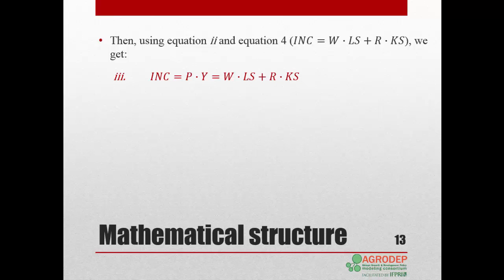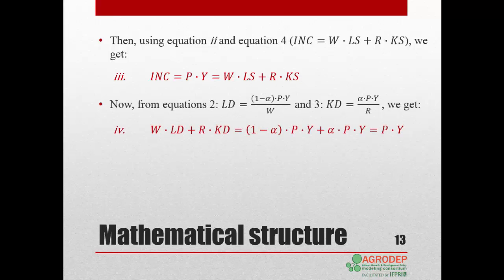We now combine last equation II with equation 4. In equation 4, income equals the sum of labor remuneration and capital remuneration. We replace income by P times Y. We obtain equation III, which says that PY is equal to the sum of remuneration of labor and capital.